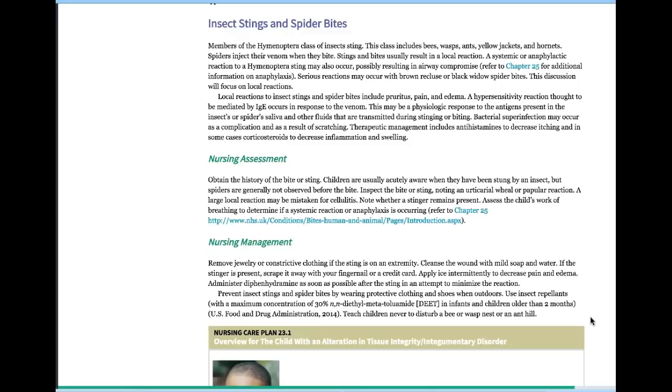Just a little bite, and a lot of times you can't even tell if it's an insect bite or a spider bite. Most of the time a little bite is very benign. So encourage parents that it may be a spider bite. We may never know what bit your child, but these are the things to watch for, and this is how we're going to treat it. All pretty much treated the same way.